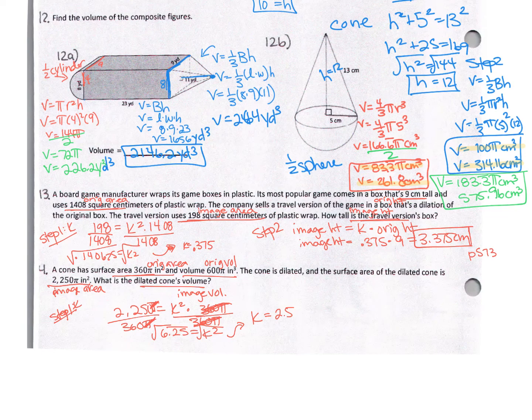So now it wants to know what's my new volume. Remember, the volume equation is the image volume is equal to my scale factor cubed times the original volume. So that's going to be 2.5 cubed times the original volume, which is 600 pi. So I've got to do the 2.5 cubed first, and then multiply by 600. I get 9,375 pi inches cubed. If you want to multiply by pi and get that answer, that's fine too.